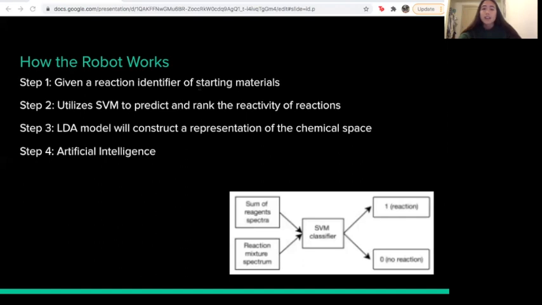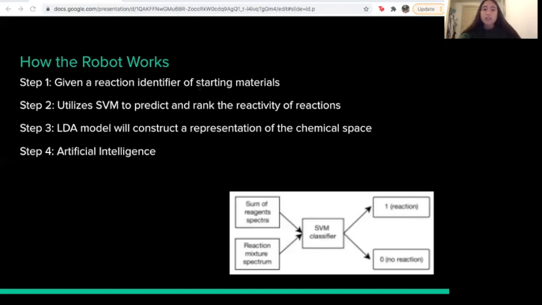The second step is that it will predict and rank the reactivity of reactions formatted in binary code, which will be sorted out by the support vector machine, or SVM. As you can see in the right-hand corner, this figure shows how the SVM categorizes the reaction as it classifies them as either a reactive or unreactive reaction.